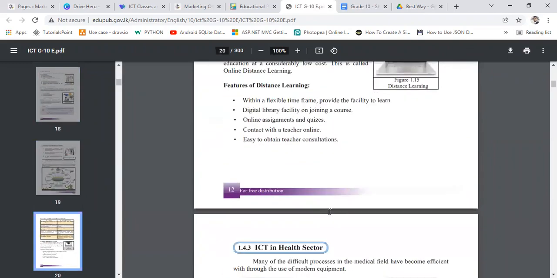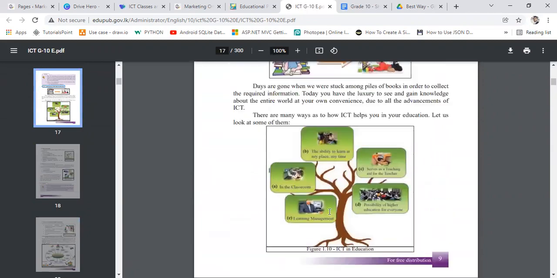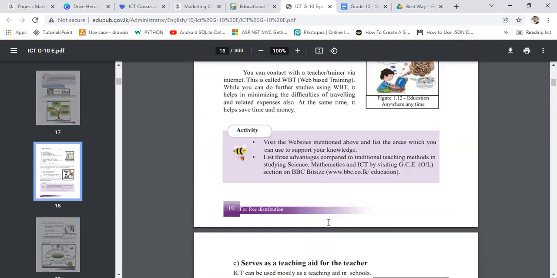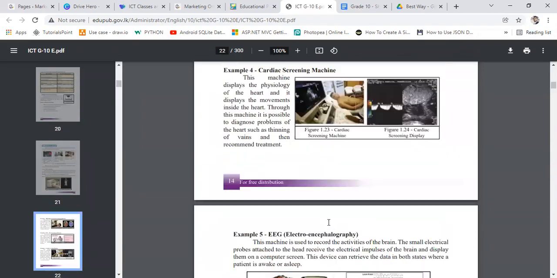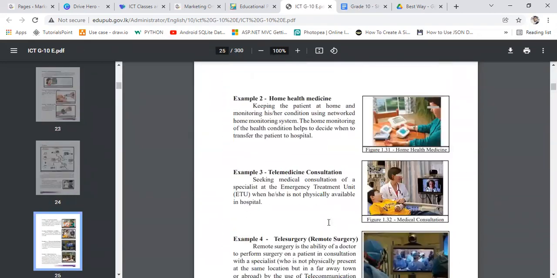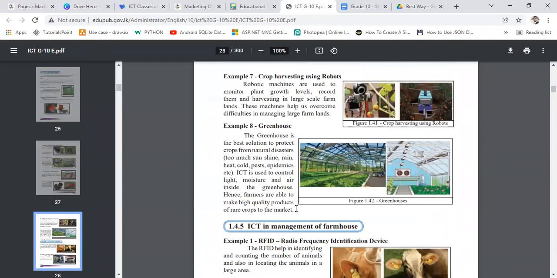Okay. So now I think it's enough for today. We have studied up to this, we have covered this. I'm not going to go through these things because it's simple. They are used, and that's the application of ICT. So we don't need to spend time on this.